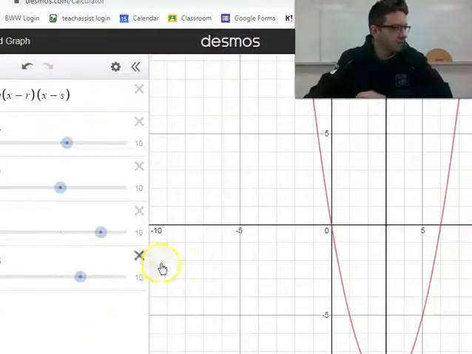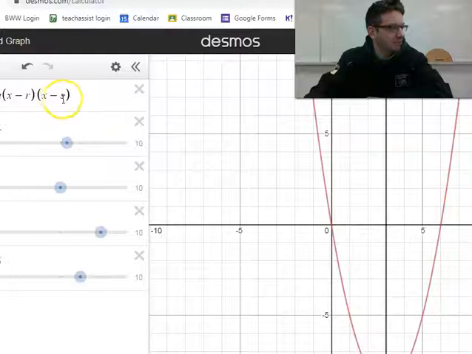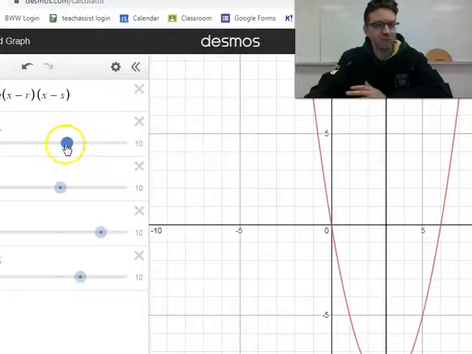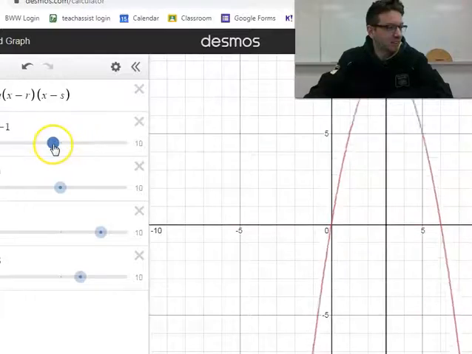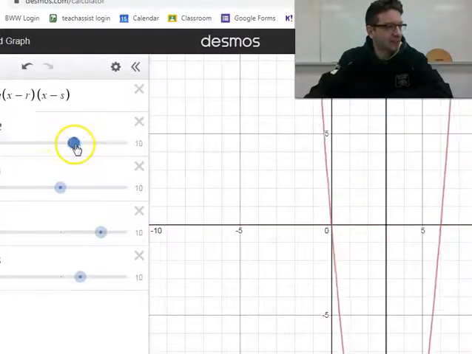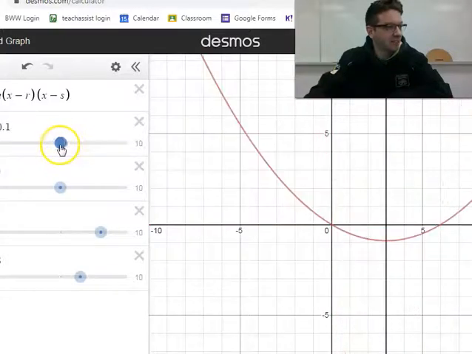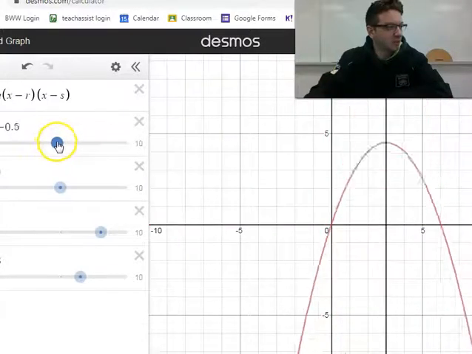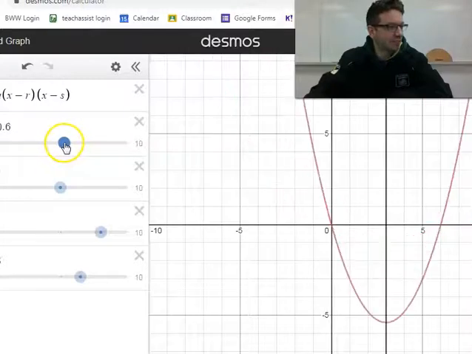Alright, so before I move on, I wanted to show you what this looks like. So here you have factored form. You might not be able to see, but there's an a there. And then you have your x minus r and x minus s. This controls the a value. And just like before when we dealt with vertex form, all it does is stretch and compress. And then if it's positive, it opens up. And if it's negative, it opens down. So that's what a does, just like before.